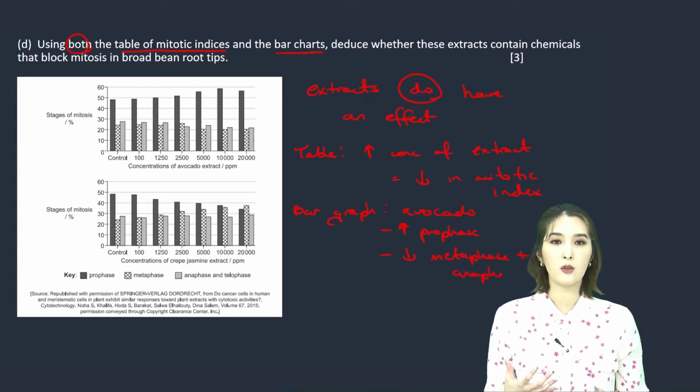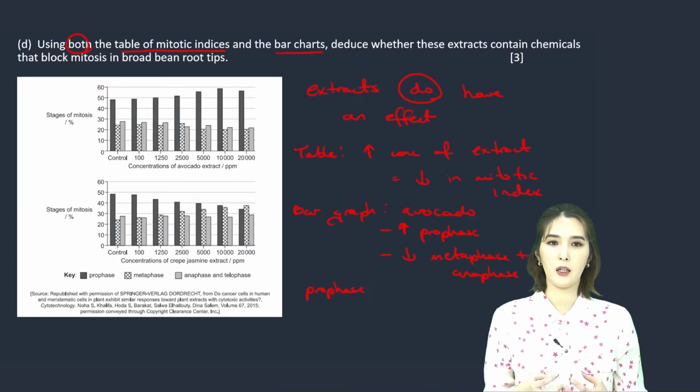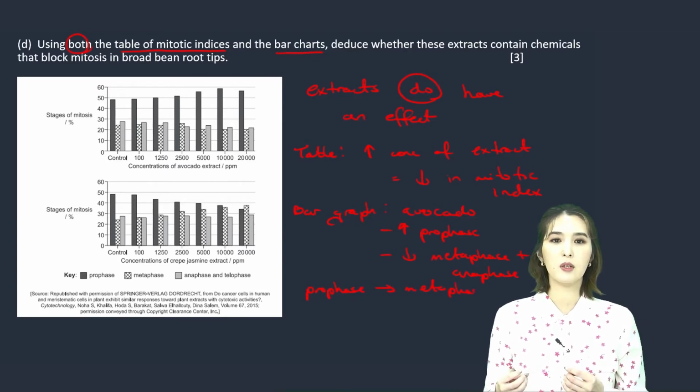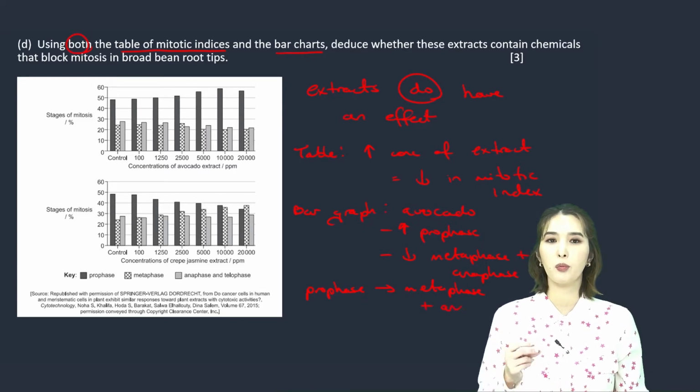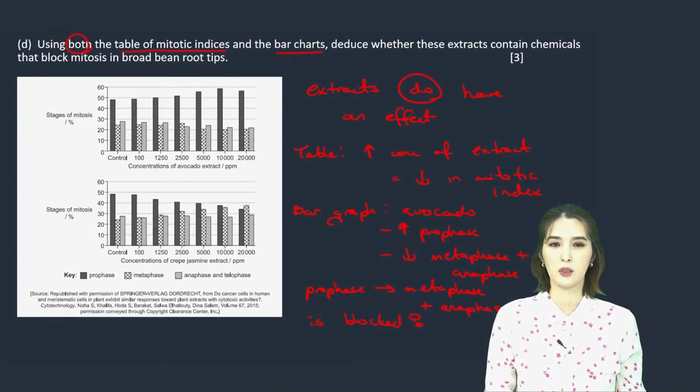And so what this actually shows us, and what we can deduce from the given data, is that the number of cells in metaphase, anaphase, and telophase decreasing is actually resulting from cells being blocked in prophase. So cells are not being able to transition from prophase into metaphase and anaphase towards completion of mitosis.